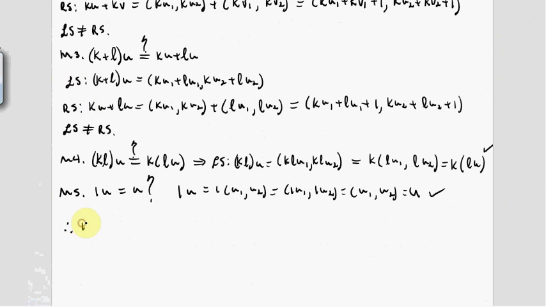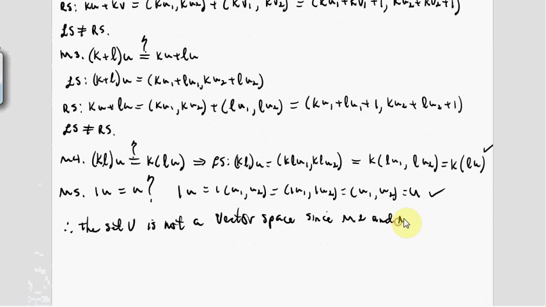So let's say V is not a vector space since M2 and M3 failed.